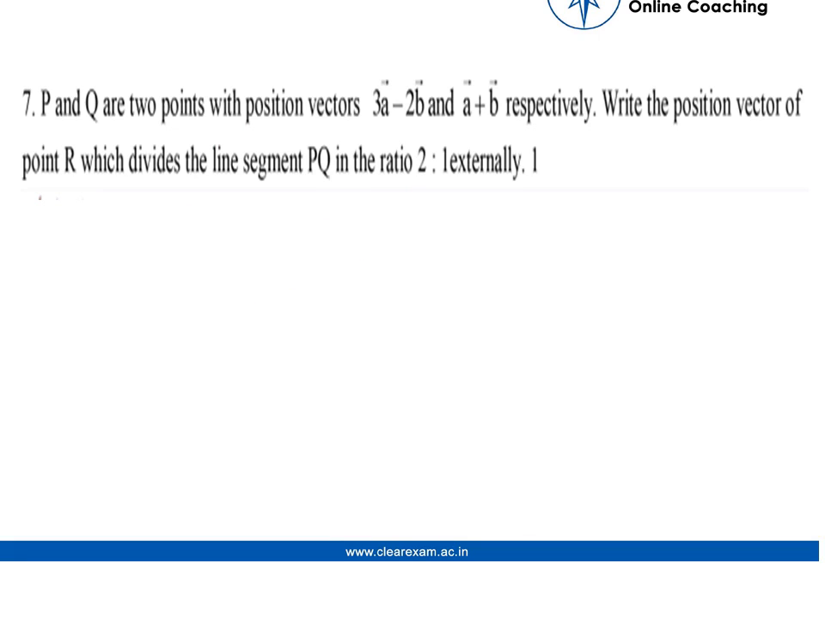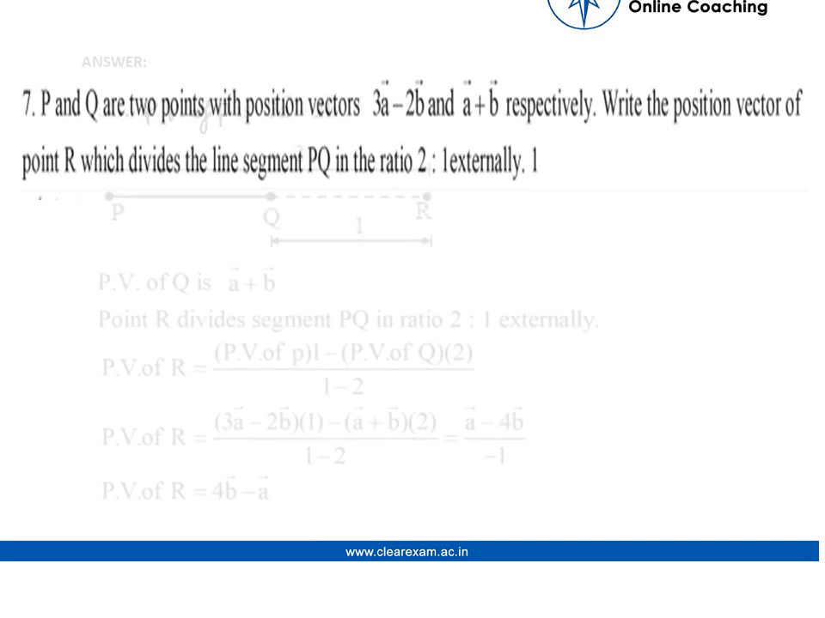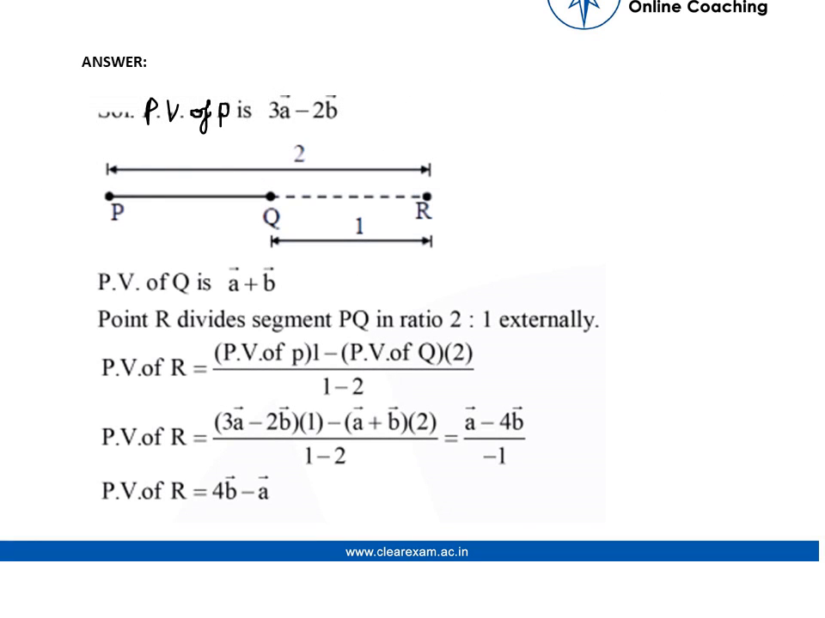visualize this problem nicely. I have made the diagram over here. So this is P, Q and point R dividing the line externally. That's why we have extended the line and the ratio is 2:1. In the question it is given the position vector of P, that is 3a minus 2b, and the position vector of Q, that is a plus b.